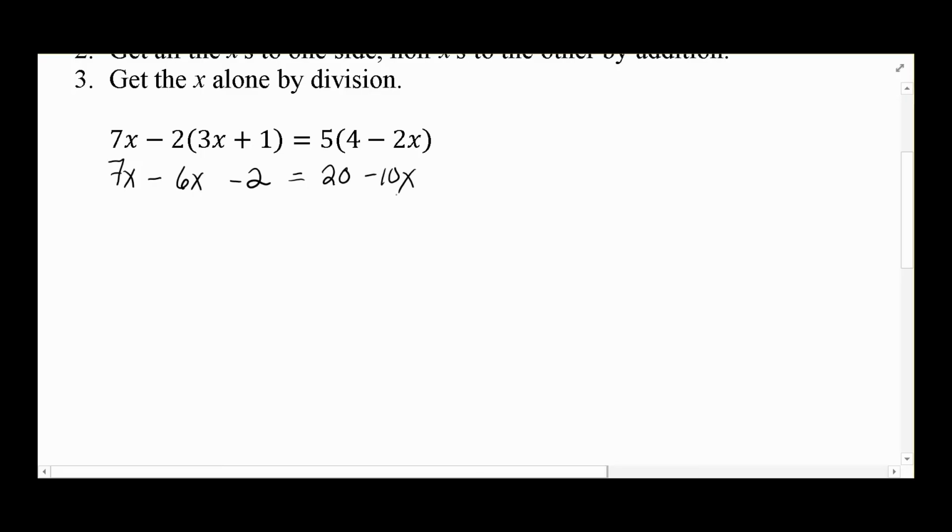All right, so still in the clean it up step now, we're going to combine some like terms. So we've got the 7x minus 6x is x.